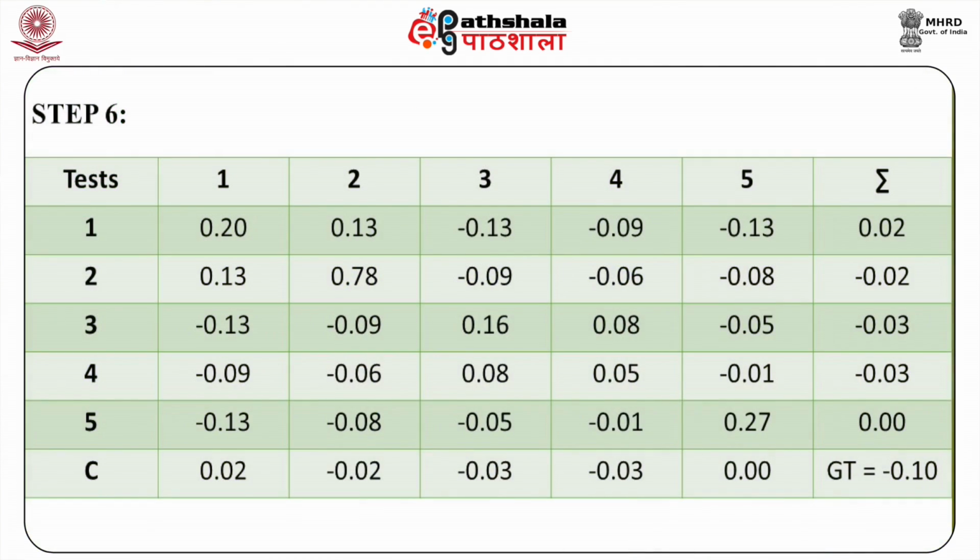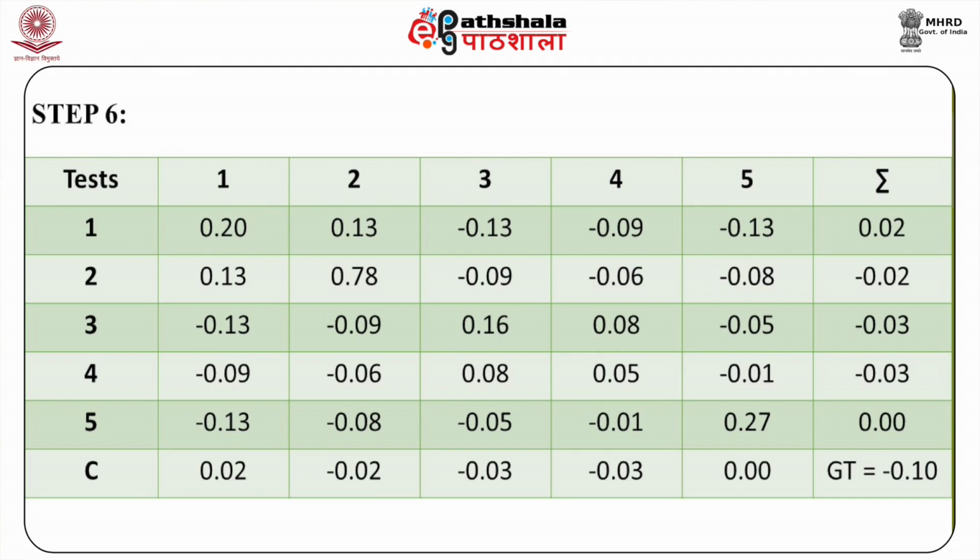Step 6. You add the values column wise and row wise and denote them by the symbols C and summation respectively to calculate the grand total as done in the first step. So the summation of each column and each row is 0.20 plus 0.13 plus minus 0.13 plus minus 0.09 plus minus 0.13, which makes the total 0.02.